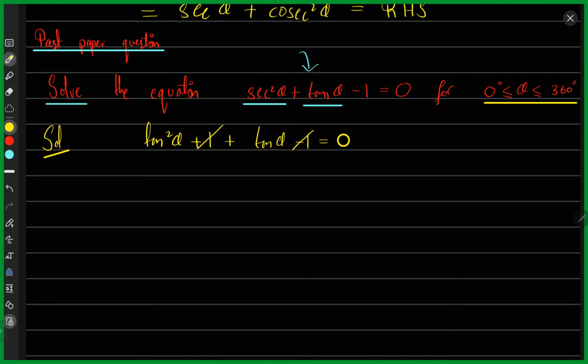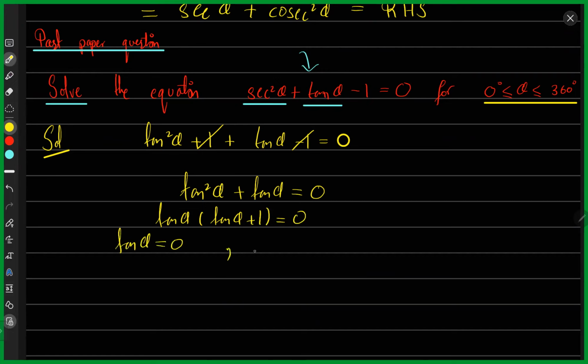Minus 1 and plus 1 can be cancelled. And now I have tan square theta plus tan theta equals 0. I can take tan common, so tan theta times tan theta plus 1 equals 0. And at this point, I can write it as tan theta equals 0 and tan theta plus 1 equals 0. Okay. So this is my interval and we have discussed something similar. How do we play with this?